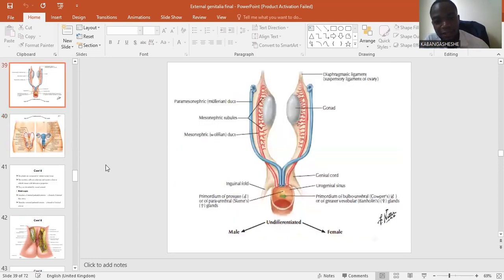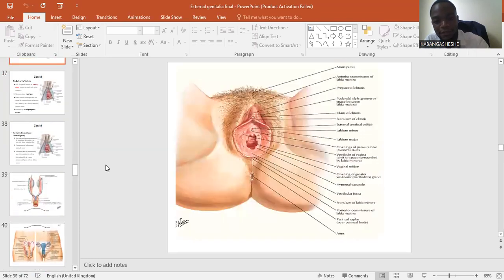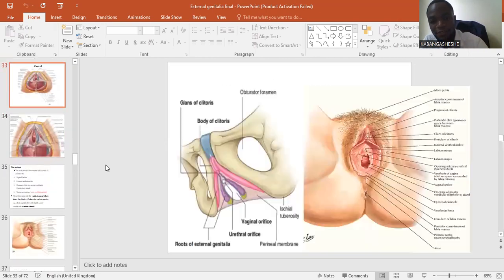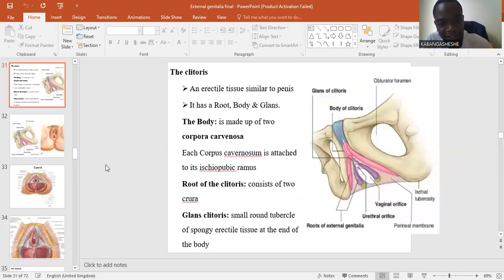But anyway, that's what I had for you. That is the external reproductive parts. In the next session, we'll start looking at them one by one and in greater detail, starting with either the male or the female reproductive system.